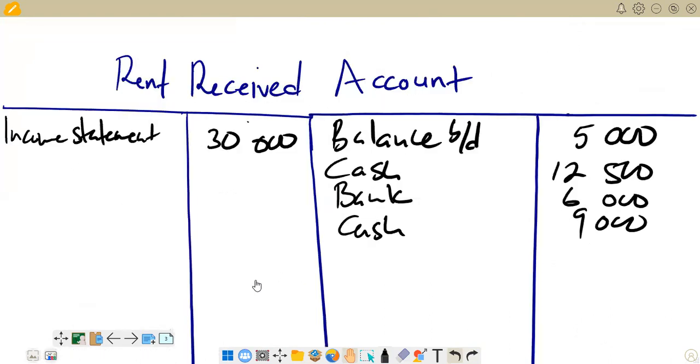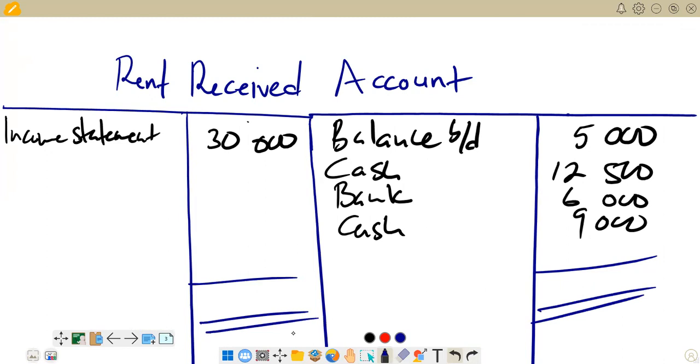Right, we can go here and balance. So obviously now what we are going to do, we are going to put our double lines, and then we add the total of the credit, and then on the debit side we have 30,000. So you'd see that the credit side there is going to be greater, because the total of the credit side is 32,500. If you add 5,000 plus 12,500 plus 6,000 plus 9,000, you're going to get 32,500. So you're going to put 32,500 there. Then obviously we are going to have our balance c/d here.